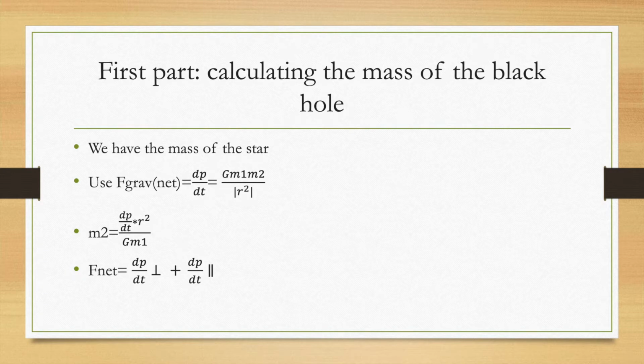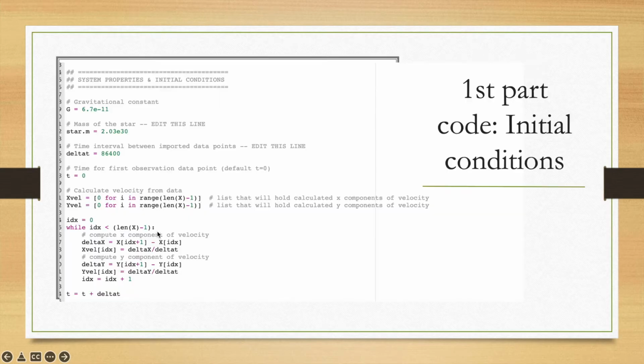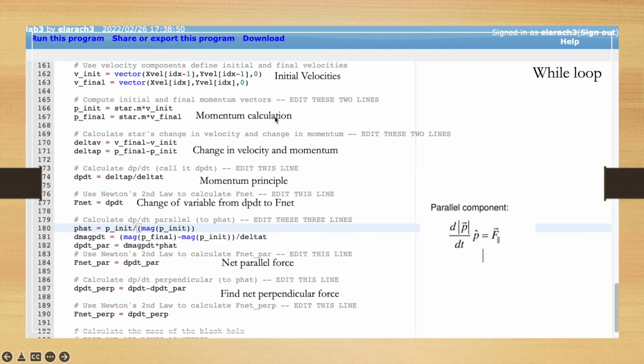For this, we simply use the general gravitational equation and we solve for m2, which would be the mass of the black hole. And we have m2 equals dp/dt, which is changing momentum over changing time, times r squared, which is just the distance, divided by G m1, which is the mass of the star that we are given. The initial conditions are just constants and the mass of the star we were already given.